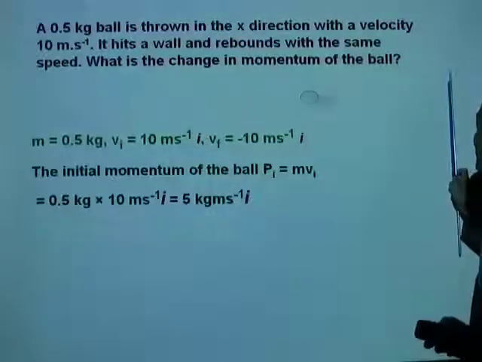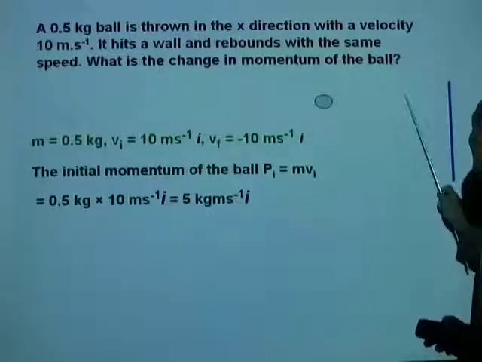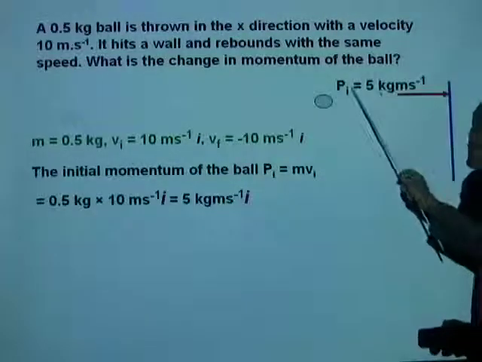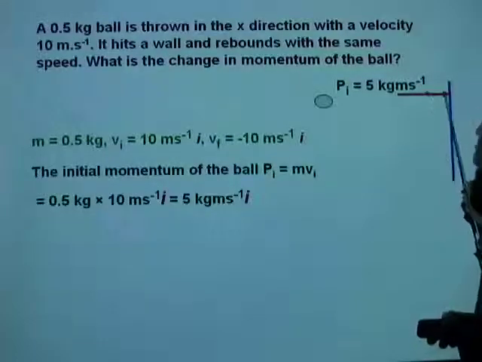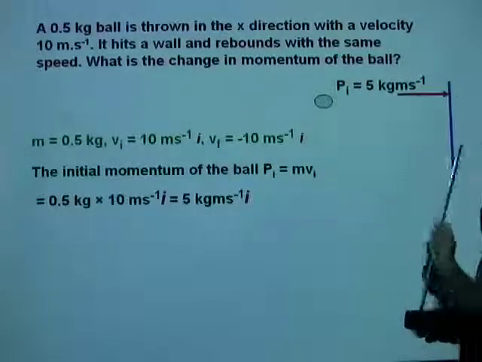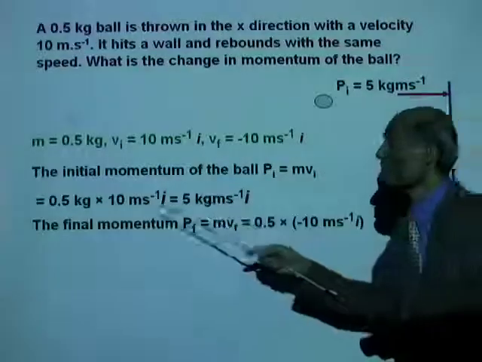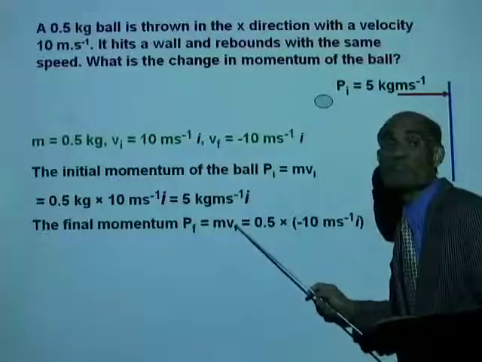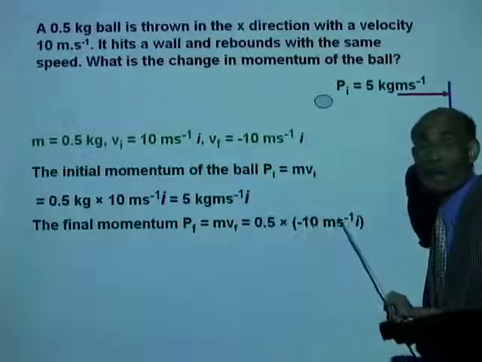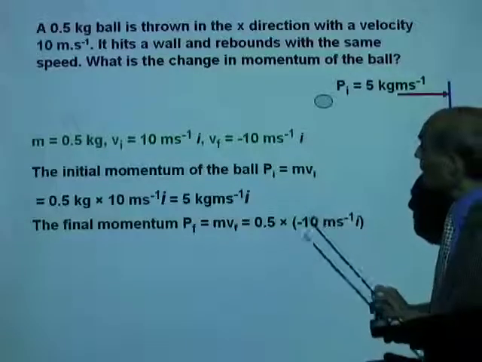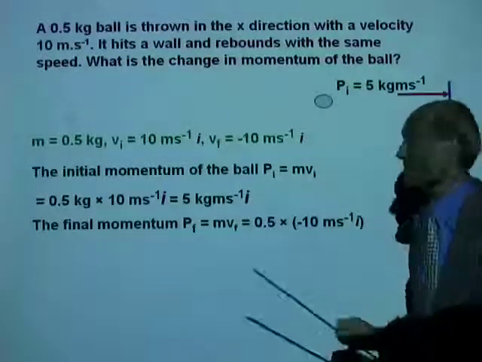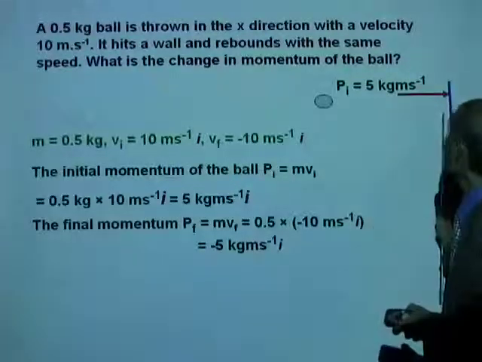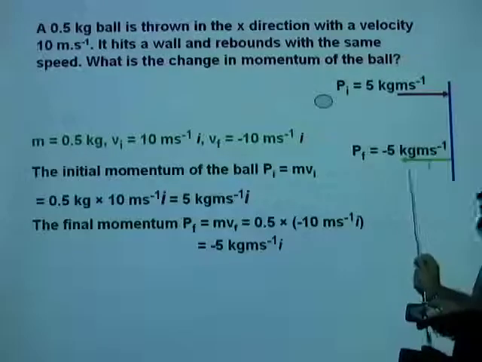Alright, this is the wall, and look what happened. The ball came, hit the wall and went back. So the initial momentum is 5 kilogram meter per second in the positive x direction. What is the final momentum? The final momentum Pf is mvf, mass times the final velocity. The final velocity is negative 10 meters per second i, and that is negative 5 kilogram meter per second. This is the final momentum.